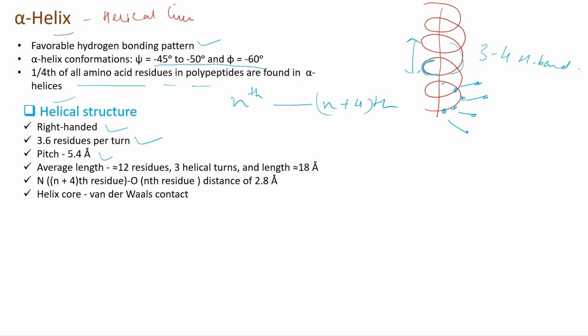The average length of this alpha helix is approximately 12 residues, resulting in 3 helical turns, and the total length will be 18 angstrom. The distance between the nth and n plus 4 residue is 2.8 angstrom. That means this distance is 2.8 angstrom where the hydrogen bond is formed. The core is stabilized by van der Waals contact.